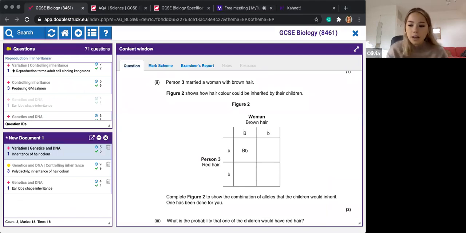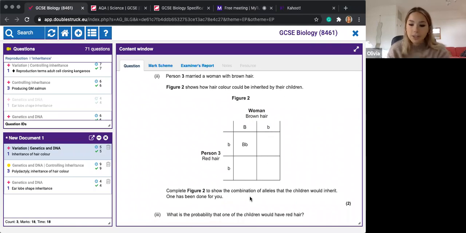So if person 3 married a woman with brown hair, figure 2 shows how hair color could be inherited by their children. Complete figure 2 to show the combination of alleles that the children would inherit. One has been done for you. So again, go through each of these. So we've got big B, little b. So this one here, what would this be? This would be 2 little b's. Then we would have big B, little b, and then we'd have 2 little b's.